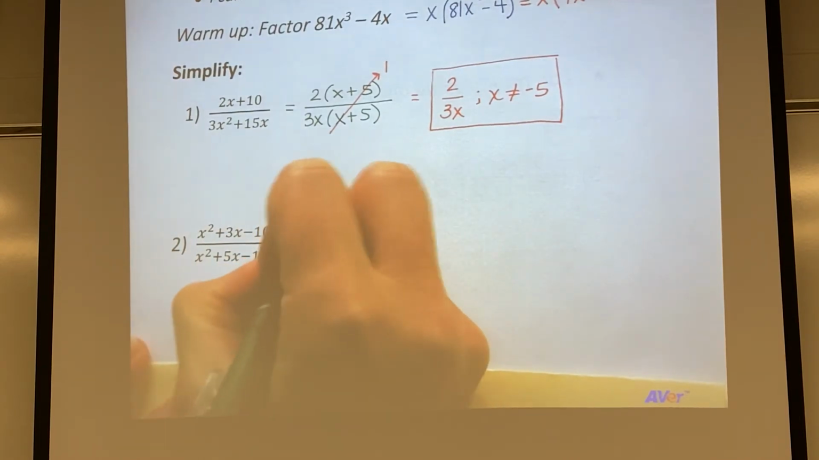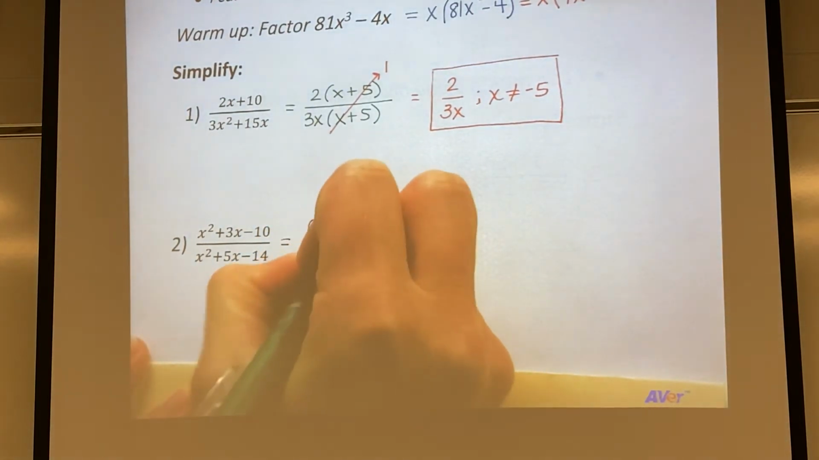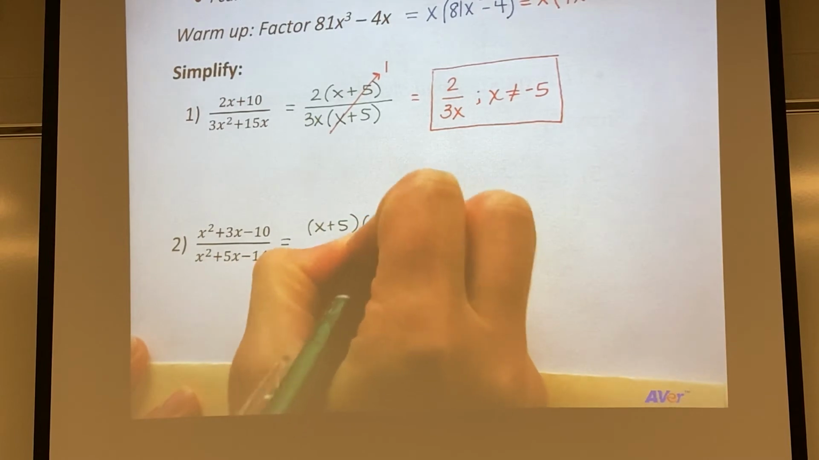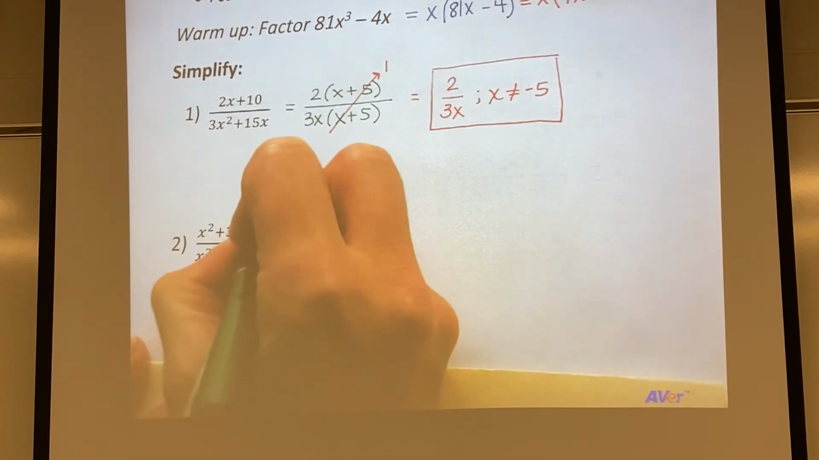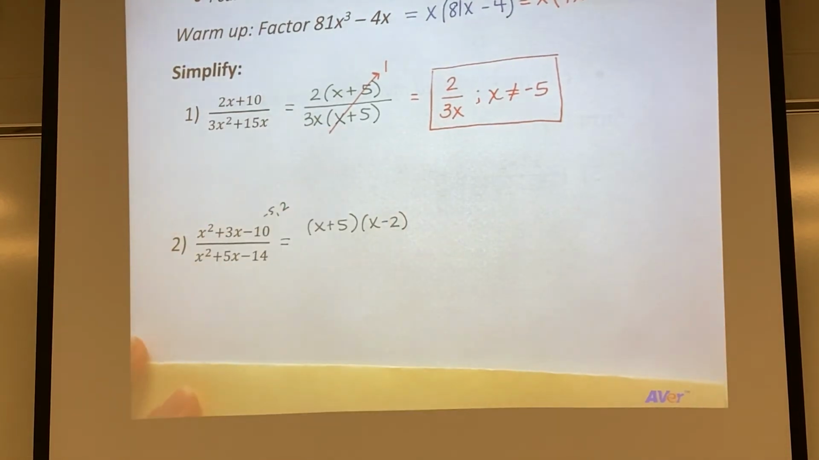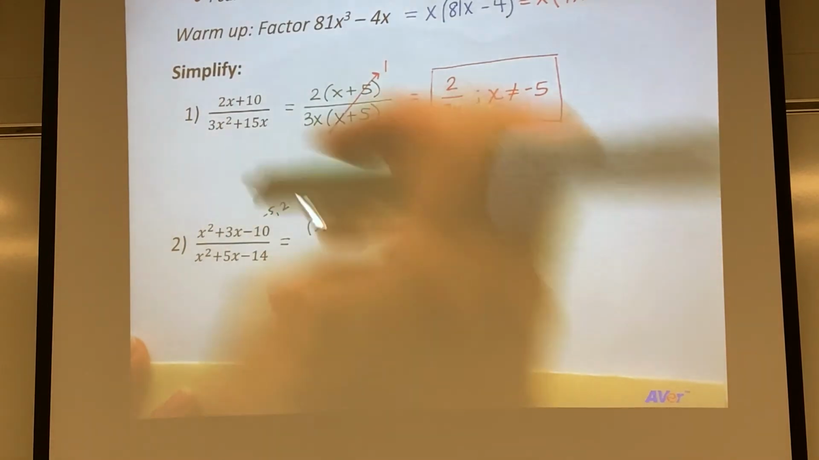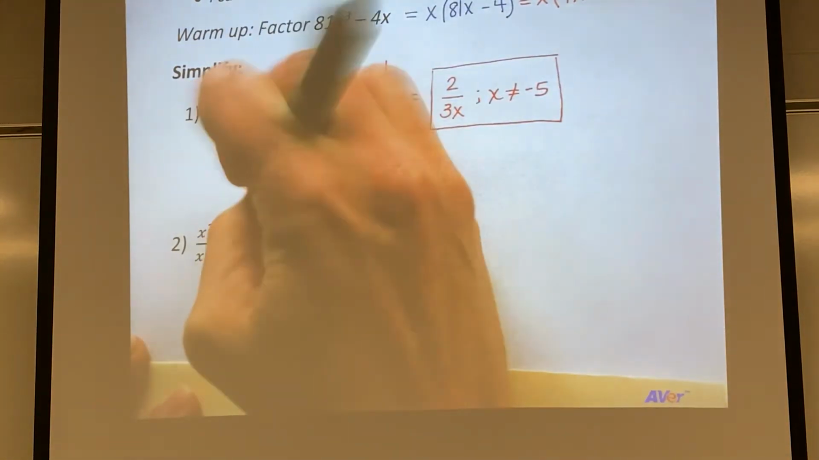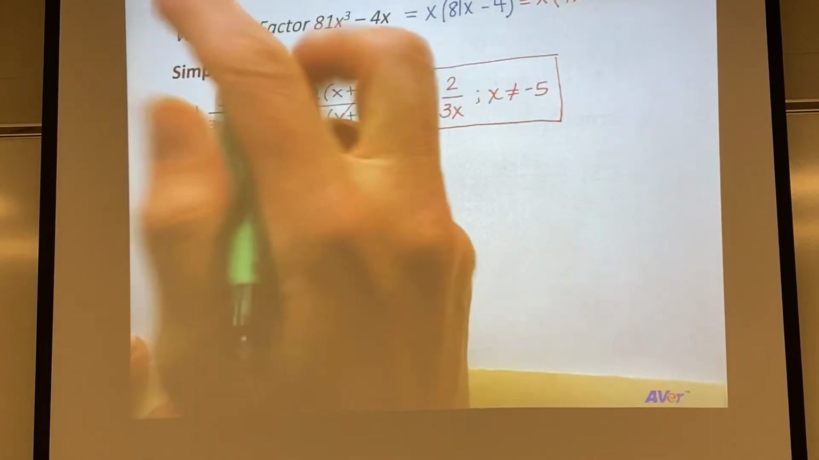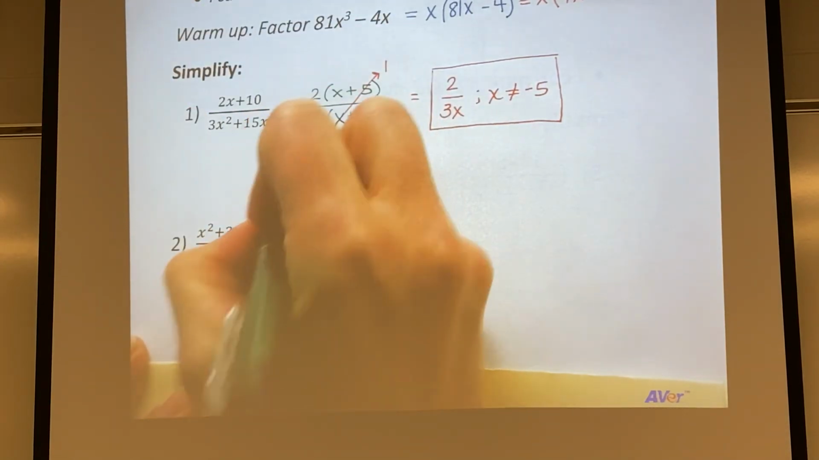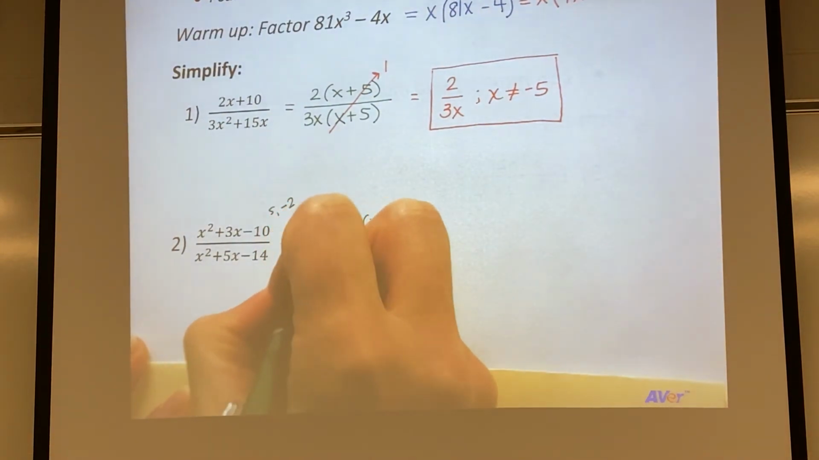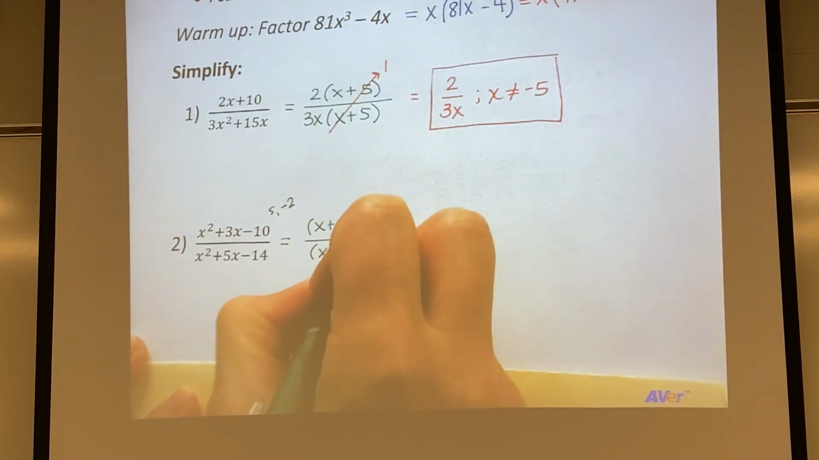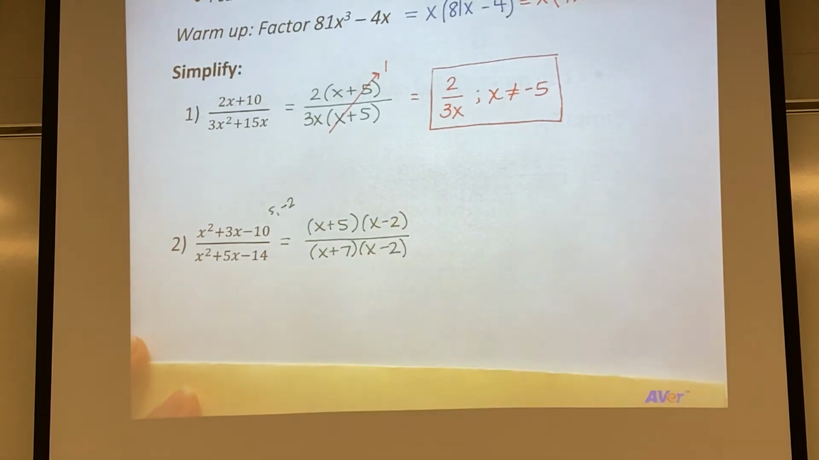All right, so our numerator, hopefully you factored that to x plus 5, x minus 2. We had to find things that multiplied to negative 10 and added to 3. So multiplying to negative 10 would be positive 5 and negative 2, I'm sorry, I flipped those. Positive 5 and negative 2, and then they add together to get 3. Likewise, on the bottom should be x plus 7 and x minus 2.